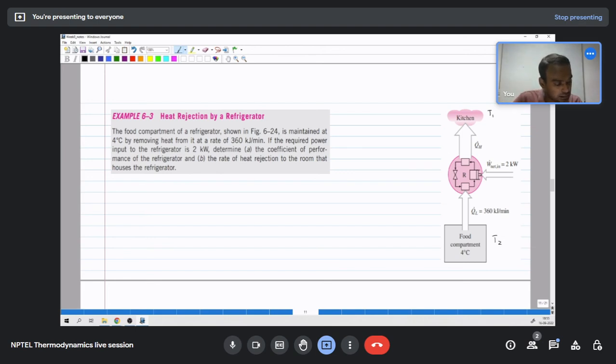As shown in the schematic, the food compartment is a low temperature reservoir, which is T2, as we have seen in the theory, and the kitchen is a high temperature reservoir at temperature T1, and the heat that is rejected by the refrigerator is given. The heat removed from the low temperature reservoir is given as 360 kilojoule per minute. So that is Q dot L, which is 360 kilojoule per minute. To calculate in seconds, I have 360 by 60 kilojoule per second, which is 6 kilojoules per second.